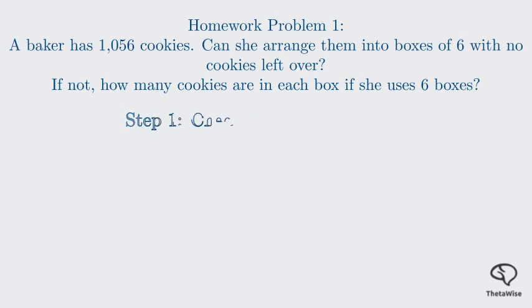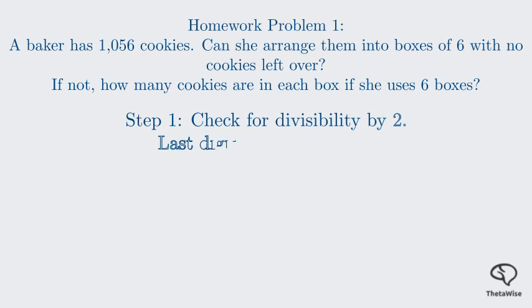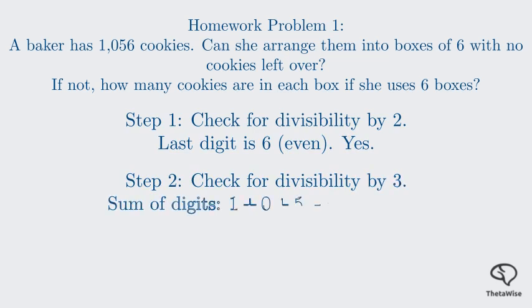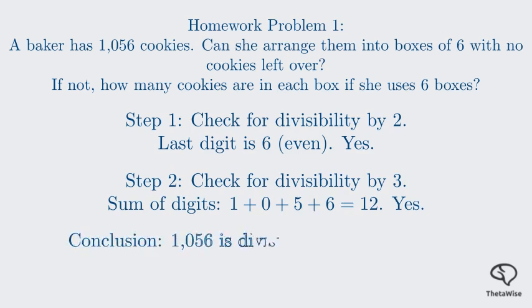Step 1. Check for divisibility by 2. The last digit of 1056 is 6, which is even, so yes, it's divisible by 2. Step 2. Check for divisibility by 3. The sum of the digits is 1 plus 0 plus 5 plus 6, which equals 12. Since 12 is divisible by 3, yes, it's divisible by 3. Since 1056 is divisible by both 2 and 3, it is divisible by 6.